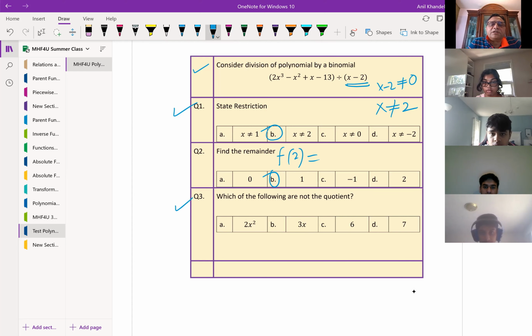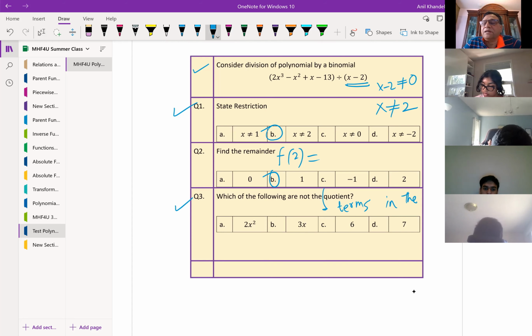Now tell me question number 3. Divide. You may use synthetic or long division to tell me which of the following are not the terms in the quotient. Do you understand? Because the quotient will be a quadratic polynomial, correct?